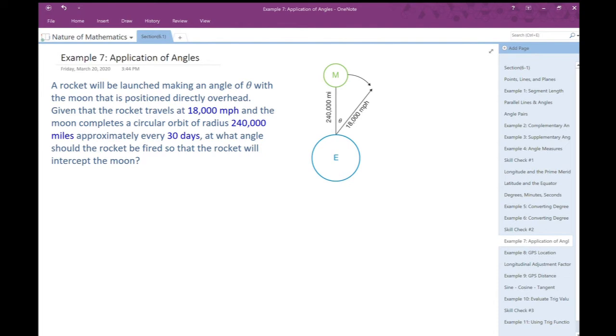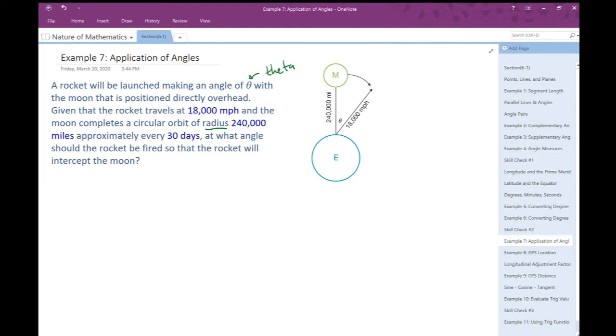Applications of angles. Here we see in this example we have a rocket that is launched. It is making an angle of theta. This is the Greek letter theta. An angle of theta with the moon that is positioned directly overhead, given that the rocket travels at 18,000 miles per hour and the moon completes a circular orbit with a radius of 240,000 miles approximately every 30 days. At what angle should this rocket be fired so the rocket will intercept the moon?